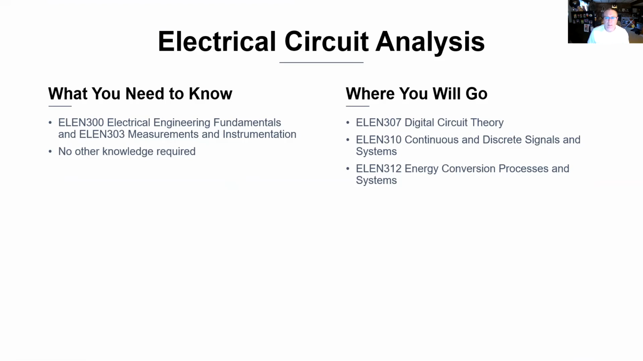Where you can go next: ELEN307 Digital Circuit Theory, Continuous and Discrete Signals and Systems, and ELEN312 Energy Conversion and Processes.